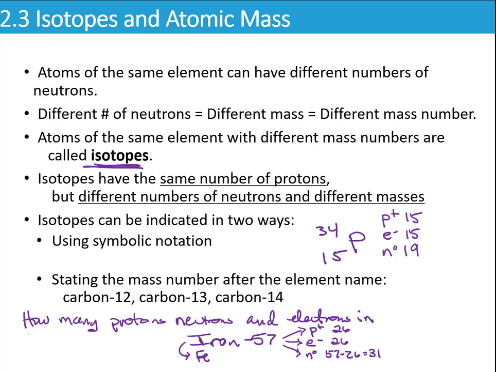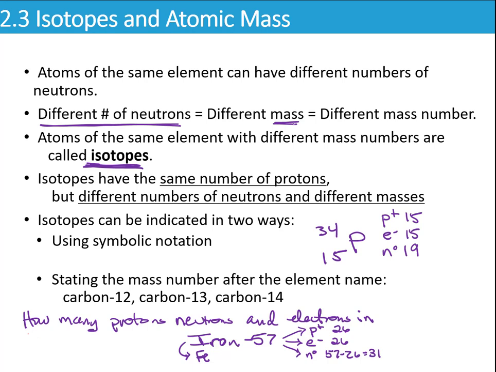The reason the periodic table does not have an actual whole number for mass is that some atoms of an element may have different numbers of neutrons. They have to have the same number of protons, because the atomic number is what defines the element, but some atoms can have different numbers of neutrons, which means they differ in mass. If they differ in mass, they have a different mass number.